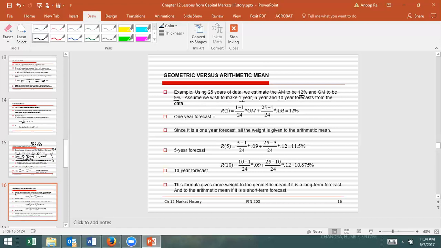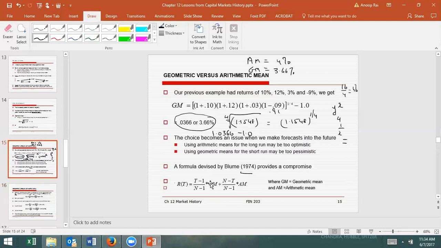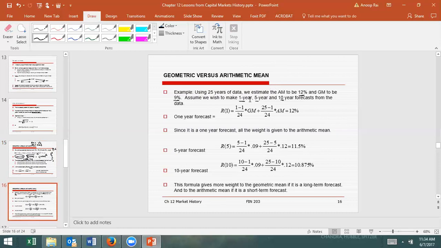Let's say I want to make a forecast 1 year, 5 years, and 10 years. Well, then we just apply the formula, where the formula states this is (t minus 1) over (n minus 1). So I'm going to forecast in this example for 1. This is my t. For the 5-year forecast, I'm going to put this as 5. For the 10-year forecast, I'm going to put 10.